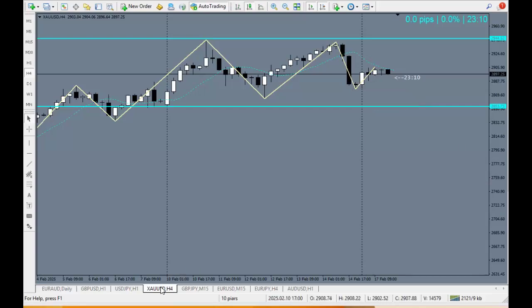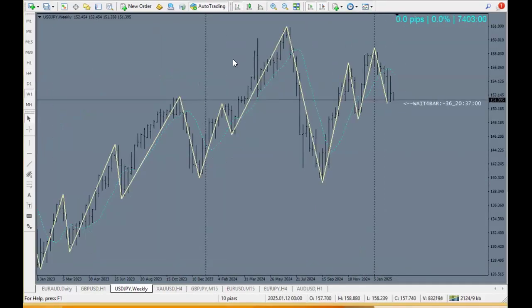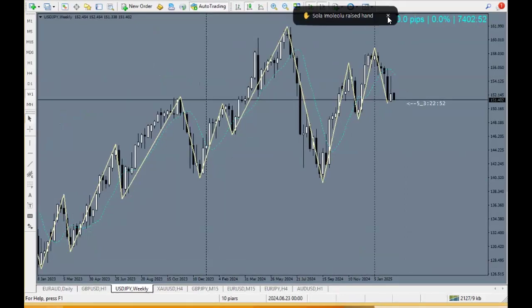Okay. So let's look at another one. What is this? This is USD JPY.